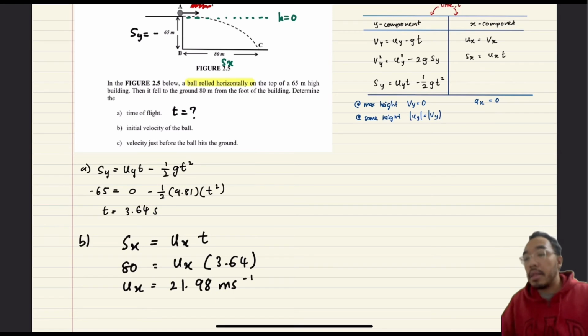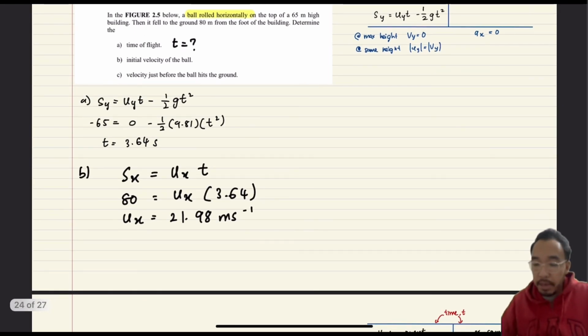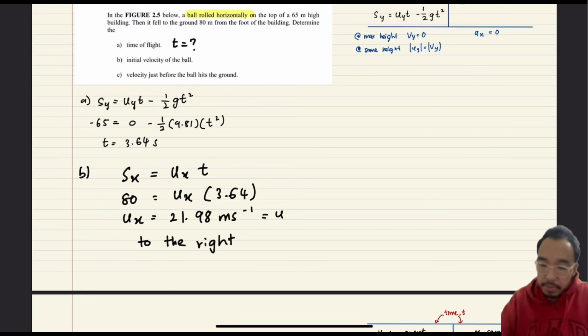Since you only have initial velocity in x component, you can write this one as your u as well. Most importantly, you can write the direction, to the right.